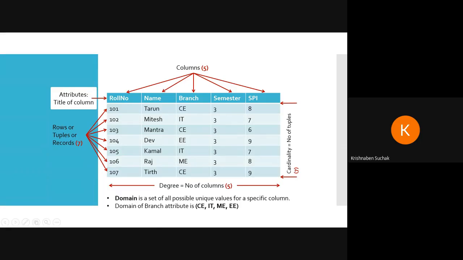Okay. And what is domain? Domain is a set of all possible unique values. For example, in this attribute named branch, we have CE, IT, EE, and ME. These are the 4 domain values. Why 4? Because other values are repeating, and domain is a set of possible unique values.